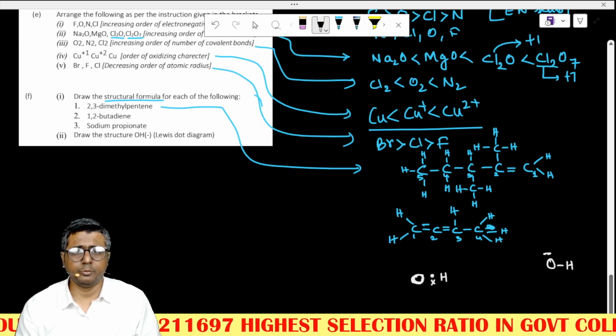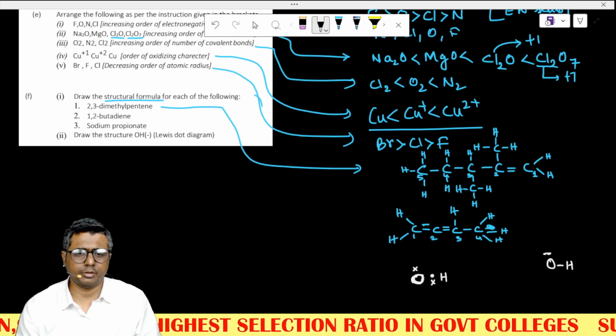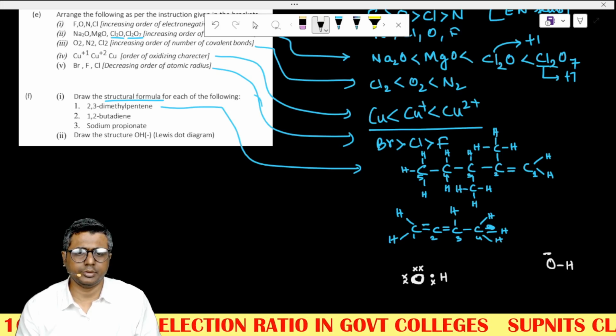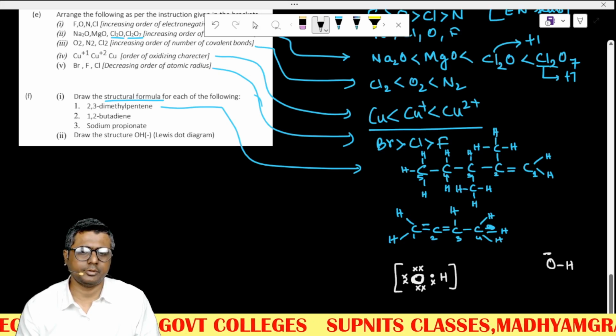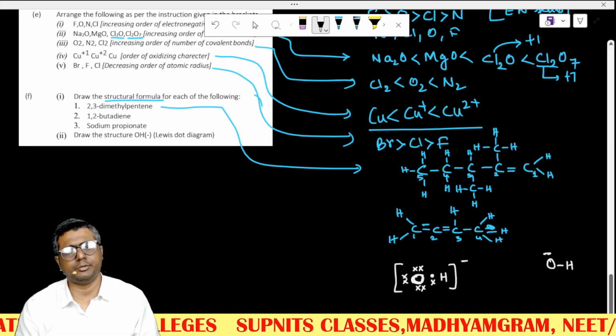Now see, hydrogen duplet is done. You have to just put in oxygen octet. So 2 is there, 6 electrons will be over here. Then you put a bracket like this and you put a negative charge. That's it. OH minus Lewis dot diagram.